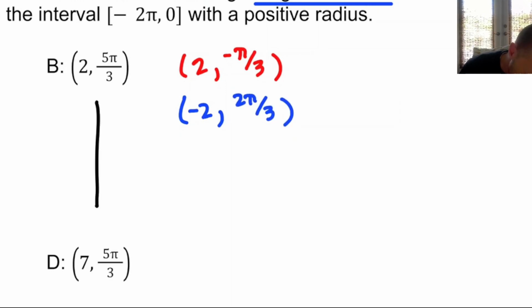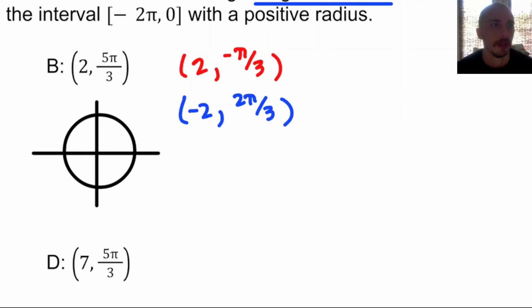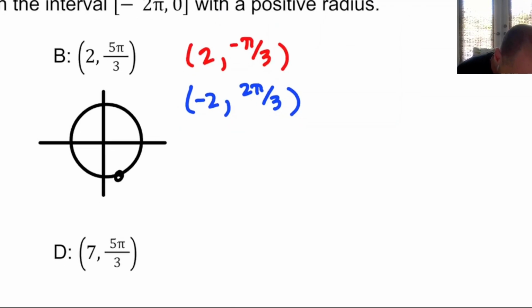If I've drawn the diagram and thought about it, I should start with the circle usually. That's fine. 5 pi over 3, that's right down here. So the opposite one up here would be right there. That's 2 pi over 3. However you want to do it, it's fine.